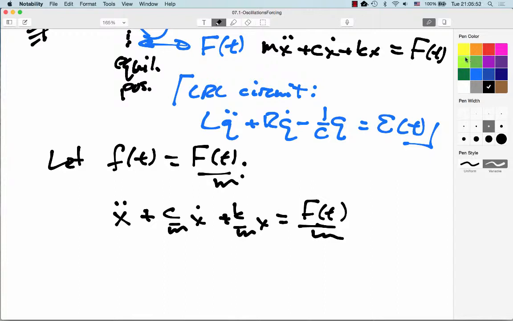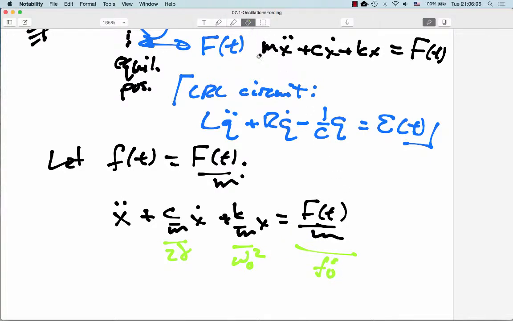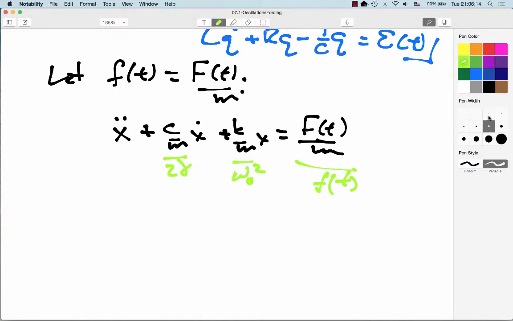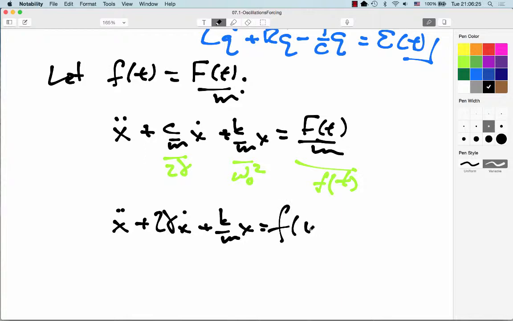And now if we identify the pieces here, that bit right there, remember, is 2 gamma. That bit there is omega naught squared. And this whole bit here is our new lowercase f of t. So rewriting, we've got the standard form: x double dot plus 2 gamma x dot plus omega naught squared x equals f of t. Well, that is the equation of motion.